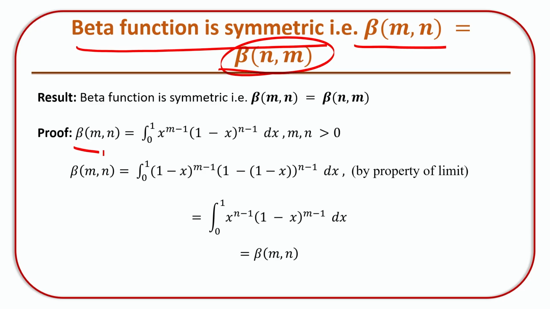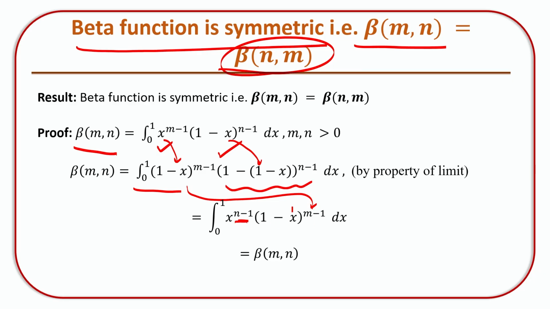So by the definition, beta(m, n) is the integral from 0 to 1 of x to the power m minus 1 times (1 minus x) to the power n minus 1 dx, where m and n are both positive numbers. And this can be written as the integral from 0 to 1 of (1 minus x) to the power m minus 1 times (1 minus (1 minus x)) to the power n minus 1 dx, right. So I have replaced this x with 1 minus x, and this place as well. It has nothing to do with this one, and this will come out to be x to the power n minus 1, and (1 minus x) to the power m minus 1.